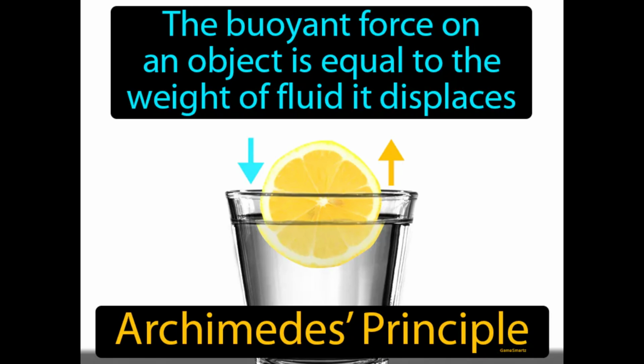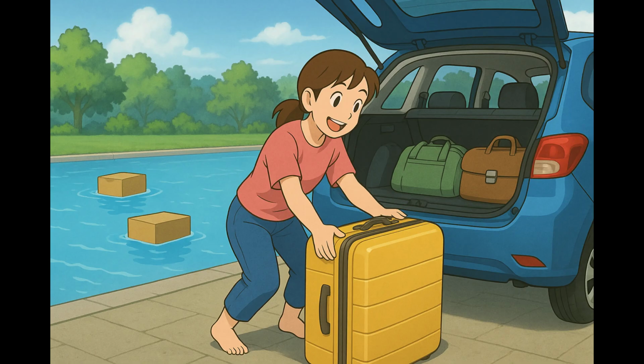The buoyant force on an object is equal to the weight of fluid it displaces. Archimedes' principle. This principle explains why objects float or sink in a fluid based on the weight of the fluid they push aside. Imagine trying to fit a large suitcase into an already full car trunk before a road trip. Just like how you need to remove some items from the trunk to make space for the suitcase, an object placed in a fluid displaces the fluid to make room for itself.